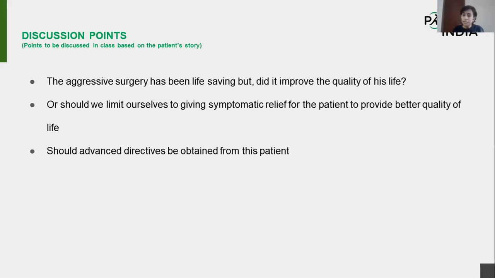Otherwise, what happens if he starts bleeding again? Then everyone would jump into that, thinking of a medical intervention. And the patient and the family will also expect you to jump because you have done so many things. Now, again, we are going to save the life, which may not be possible. So these discussions should happen as early as possible because he's alert and would be able to have a conversation at this point in time.